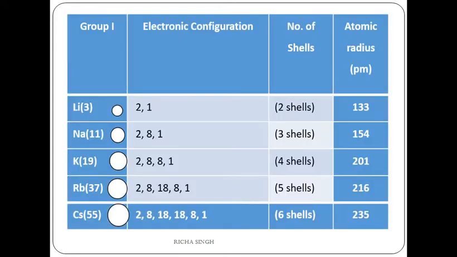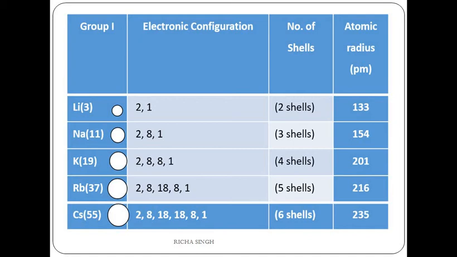Now if we talk about groups, here you can see the electronic configuration is increasing down the group. Okay, lithium has 2 shells only, K and L, then sodium has 3 shells, potassium 4, rubidium 5 and cesium 6 shells.